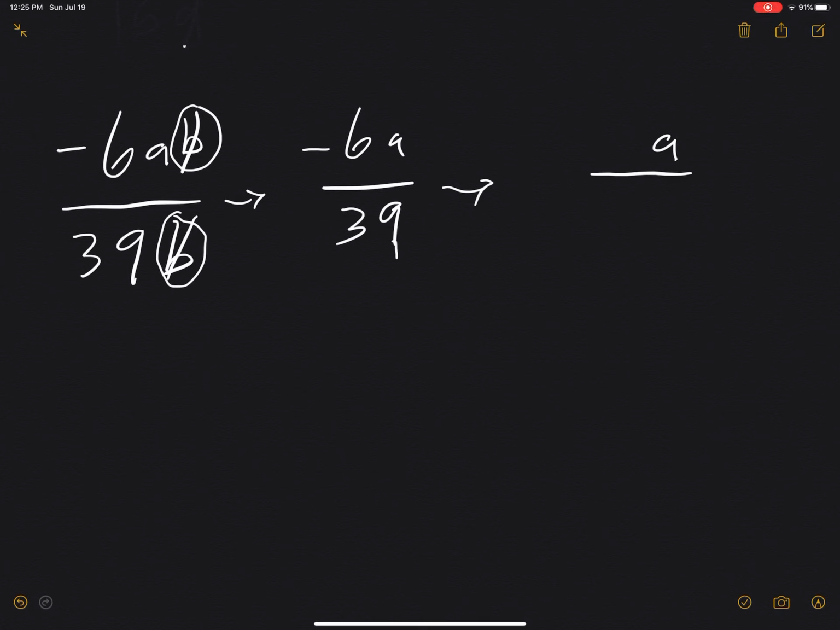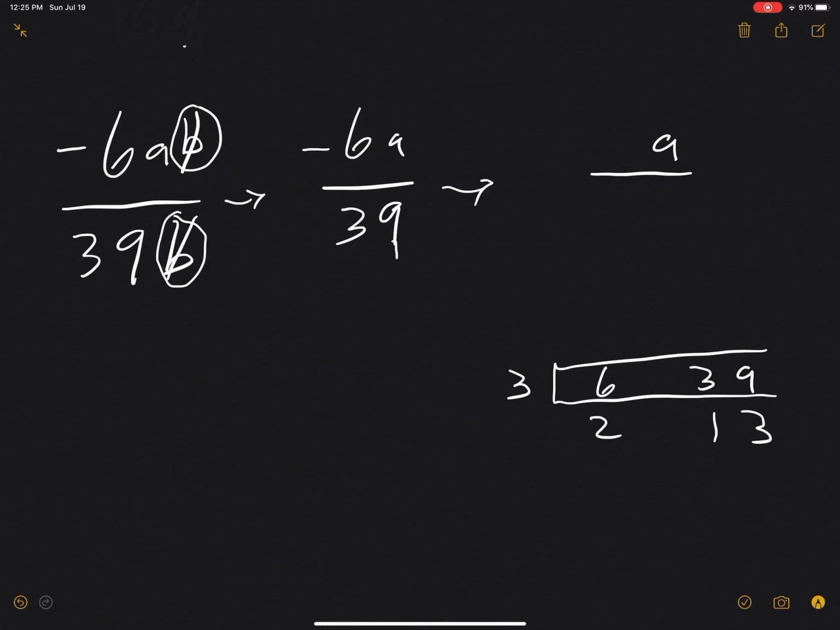Do 6 and 39 share anything? If I throw them into the division box, 6 and 39, they do have something in common. I can pull out a 3. If I pull out a 3, 6 divided by 3 is 2. 39 divided by 3 is 13, or 3 times 13 is 39.